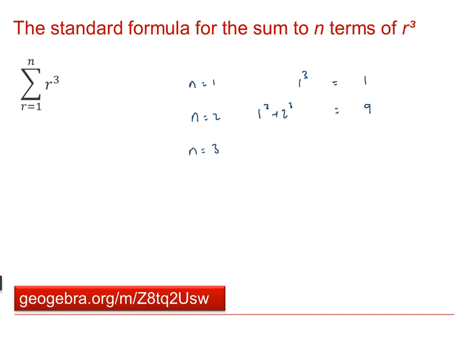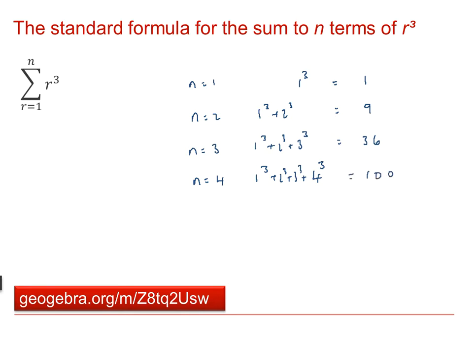N equal to 3, we get 1 cubed plus 2 cubed plus 3 cubed. Well, we know that 1 cubed plus 2 cubed is 9, 3 cubed is 27, so we get a total here of 36. And then when n is equal to 4, just finishing this one off, we get 1 cubed plus 2 cubed plus 3 cubed plus 4 cubed. 4 cubed is 64, so in total here we get 100.